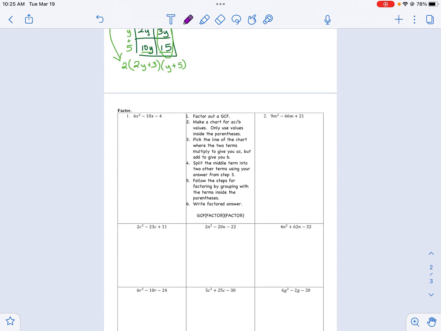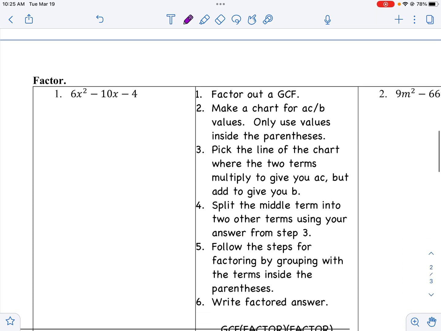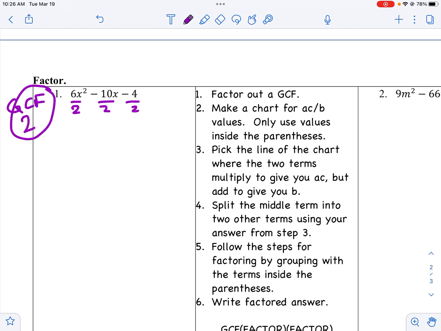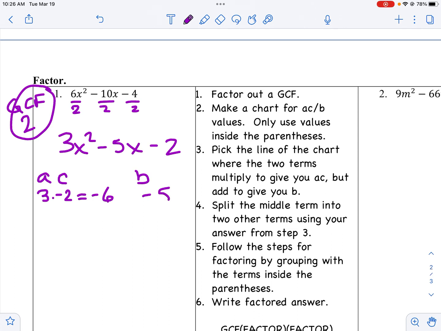So let's go ahead and look at this one. Clearly, I can see they're all even, so I'm going to divide each of them through by a 2. And I'm going to stick my 2 as my greatest common factor over here to the side and ignore it. So it's 3x squared minus 5x minus 2. So I'm going to make my chart, or I'm going to come up with what my AC is. So that would be 3 times negative 2, which equals negative 6. And the B that I'm looking for is negative 5.